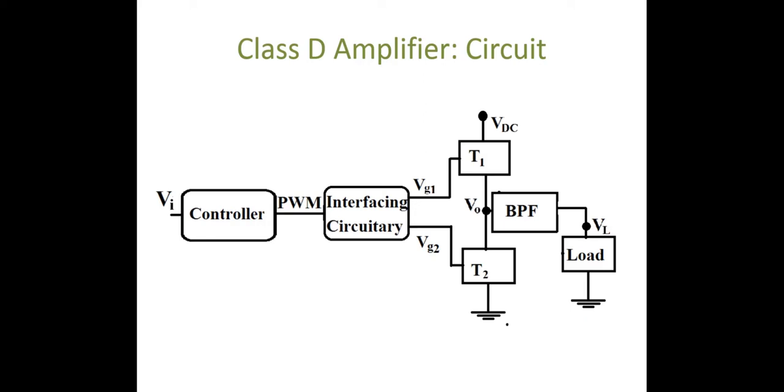So when T1 is on and T2 is off, V0 is equal to VDC, and when T1 is off and T2 is on, V0 is equal to 0. We will have more detailed discussion on this point shortly.